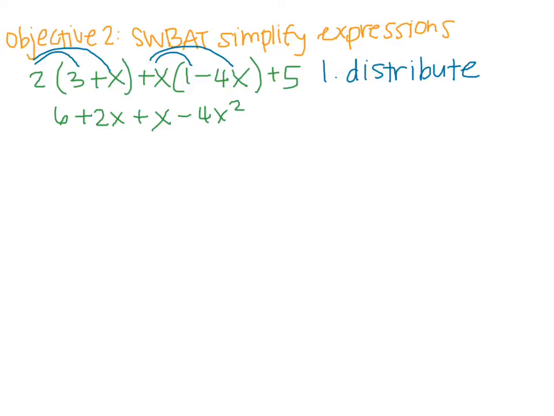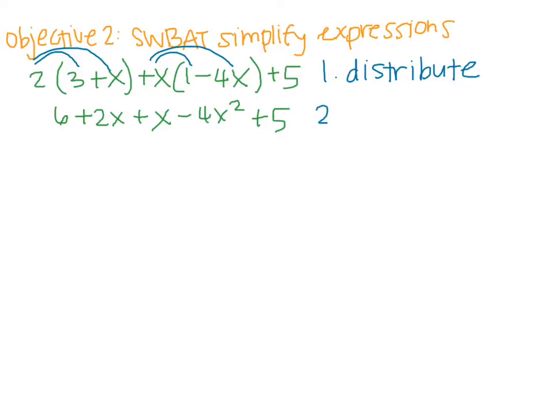Remember, we said that an exponent comes when you multiply something by itself. So I just did 1x and I multiplied it to another x, so I multiplied x 2 times. And that's why I have 4x squared. So x times 1 gave me x, x times negative 4x gave me negative 4x squared, and then let's bring down our 5.